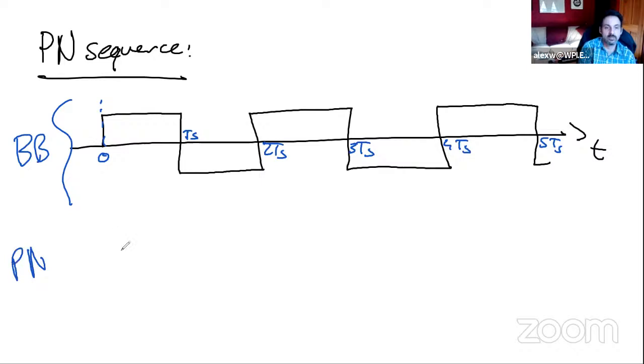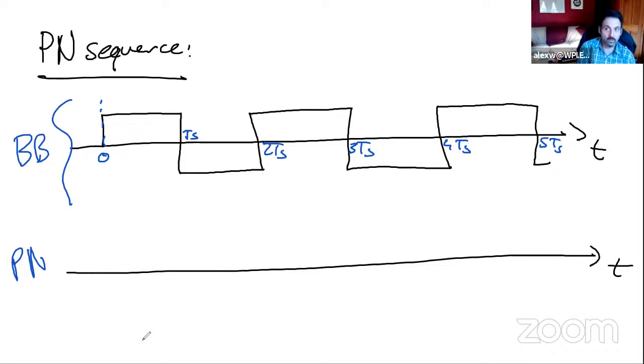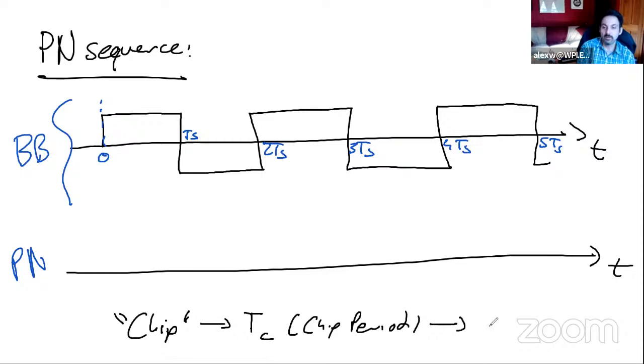The PN looks like this. First of all, it will be a rectangular pulse thing like this, but its period is not a symbol. We call it a chip. Potato chips, okay? So in this case, there's something called TC. So that's the chip period. And the thing about the chip period is that it is much, much smaller than TS. And the chips assume a value of either plus or minus one. Okay? So it would look like something like this.